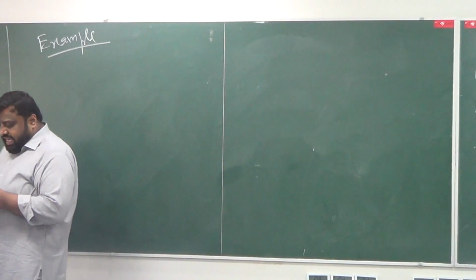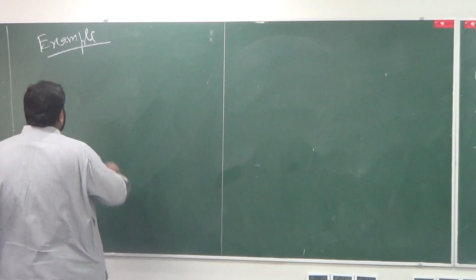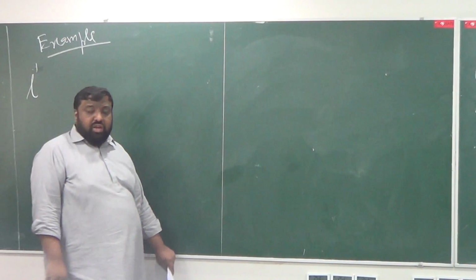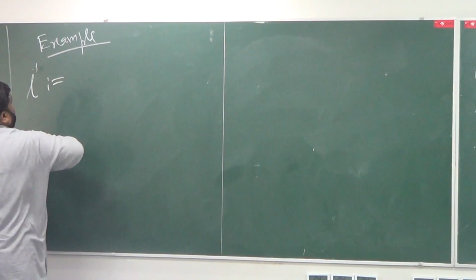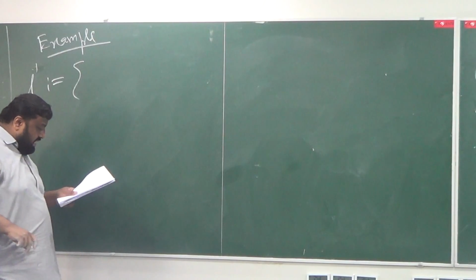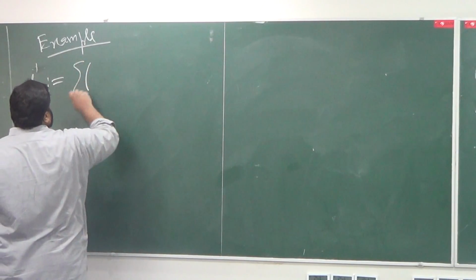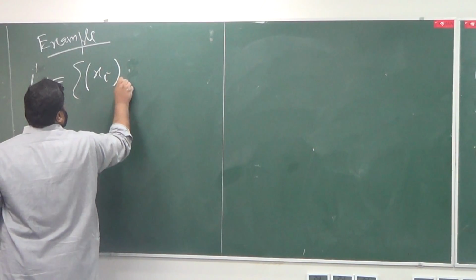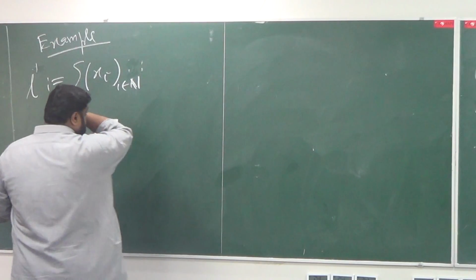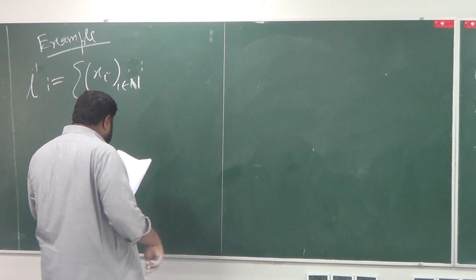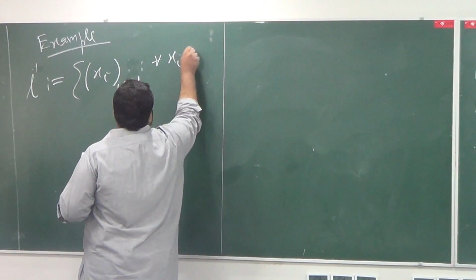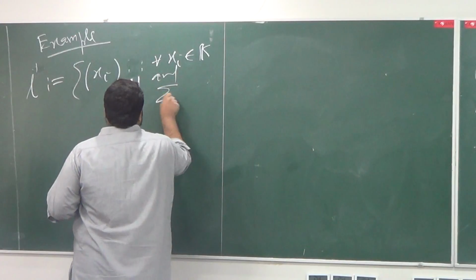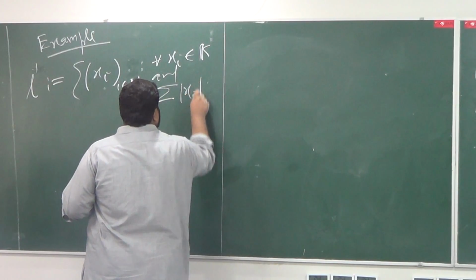Okay, so here's the next space which I am defining, L1. L1 space is the space of sequences xi, where i belongs to N, such that all of these xi's are in K, and this sequence is absolutely convergent.